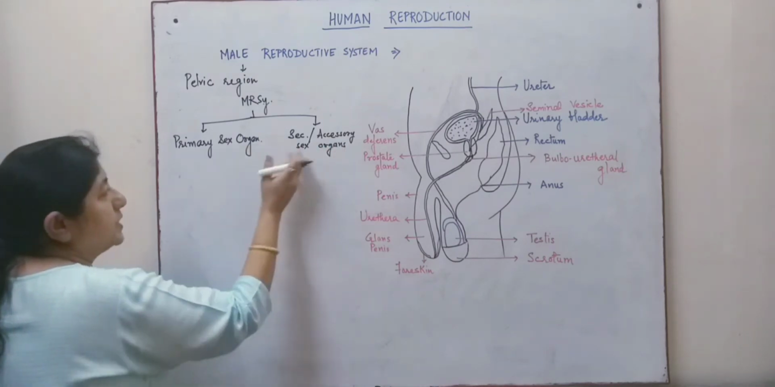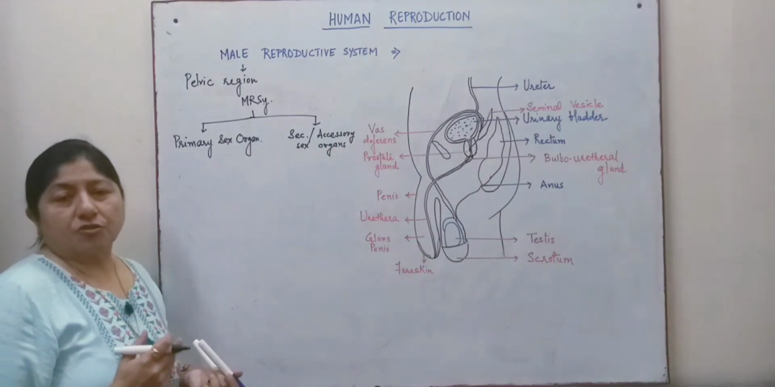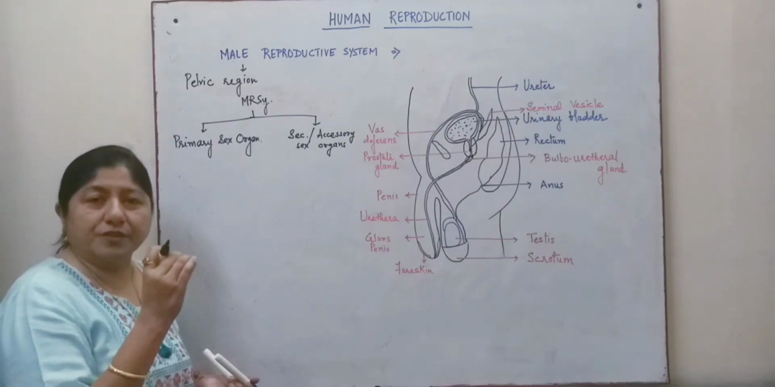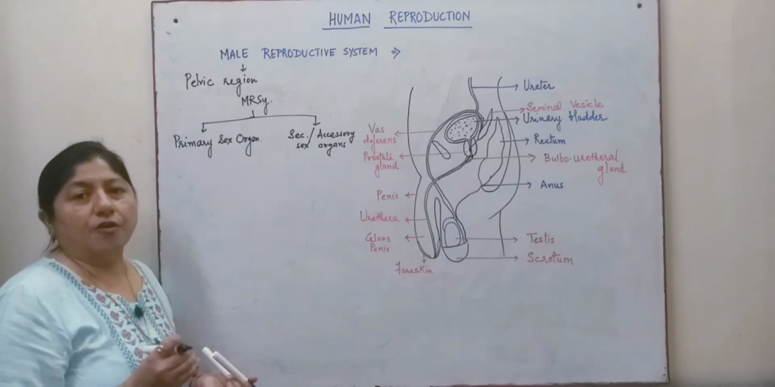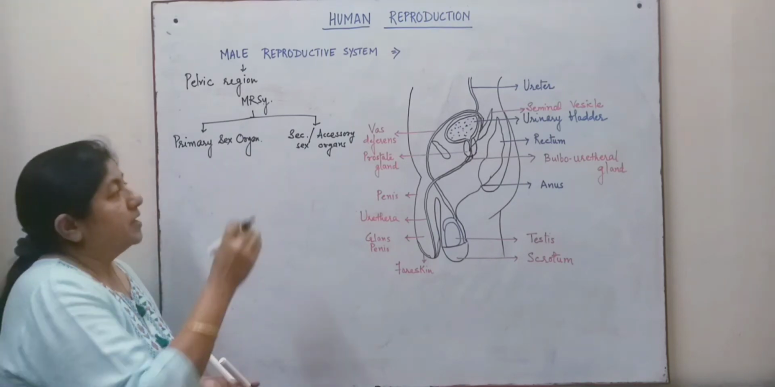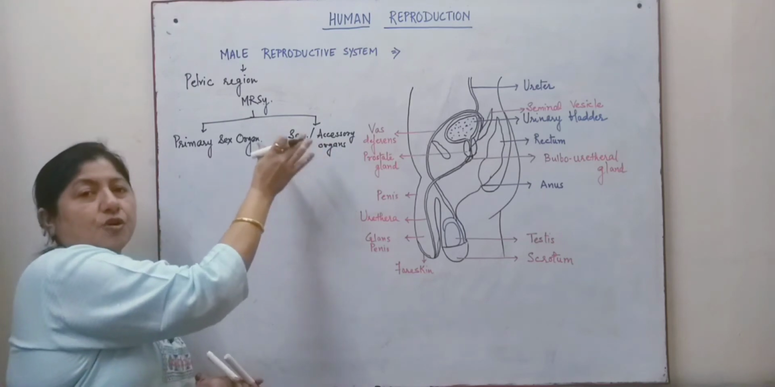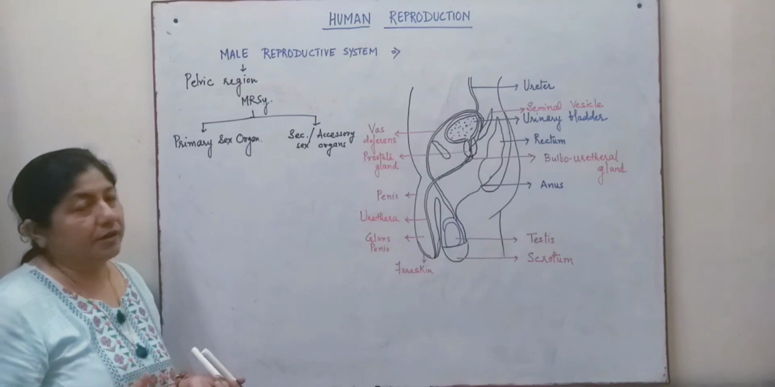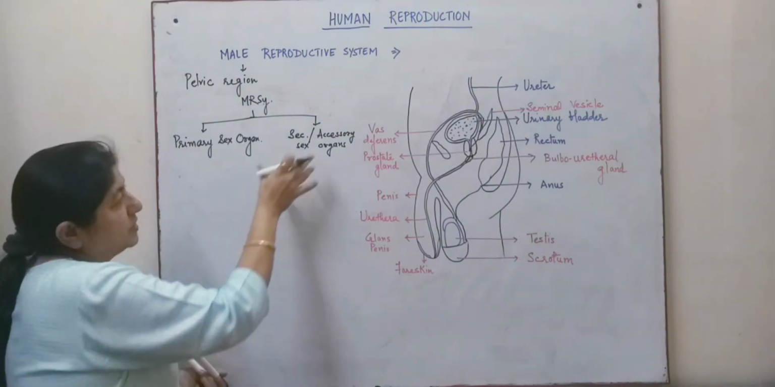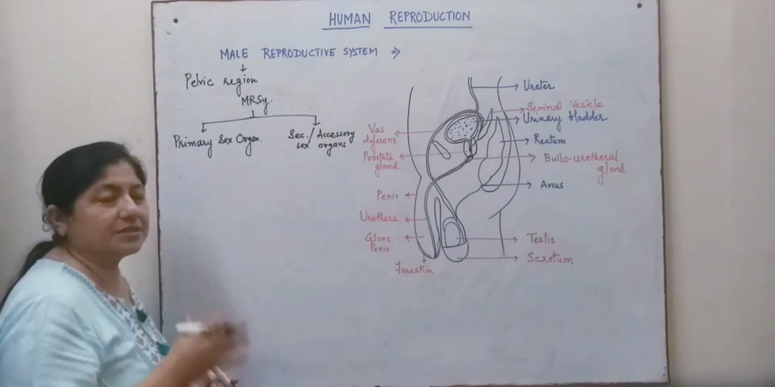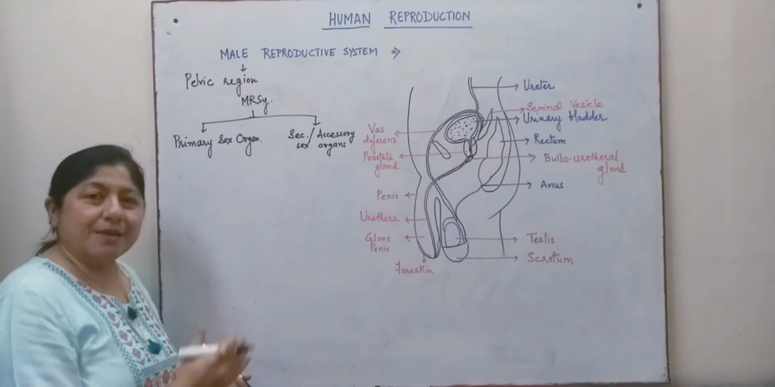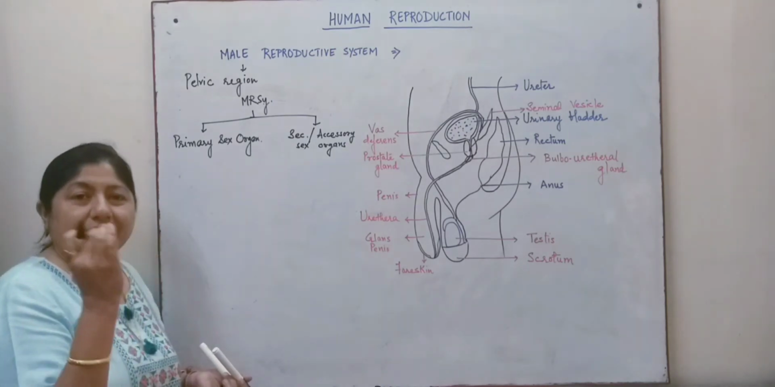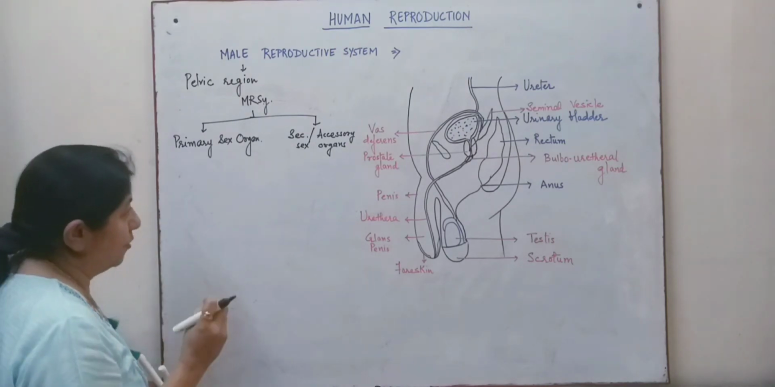Now, the difference between the two: the primary sex organs are completely involved in the production of the gametes and the production of the hormones, whereas there is no production of gametes over here and neither are hormones produced over here. These accessory or secondary sex organs are the structures that enable the development of the sperm, which is the male sex gamete.